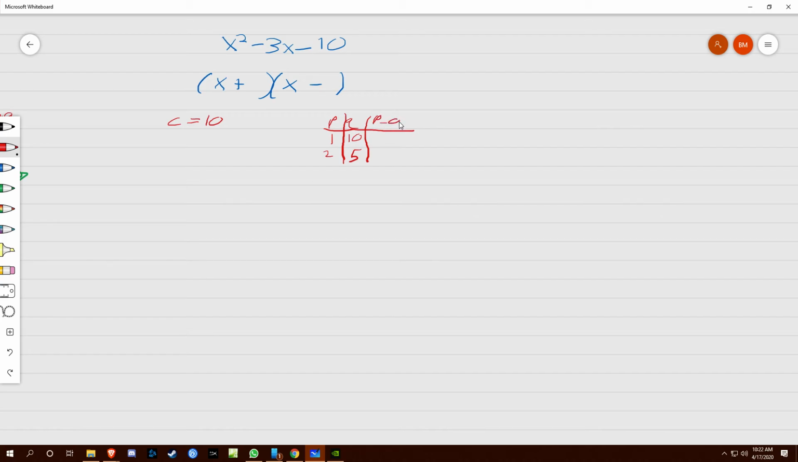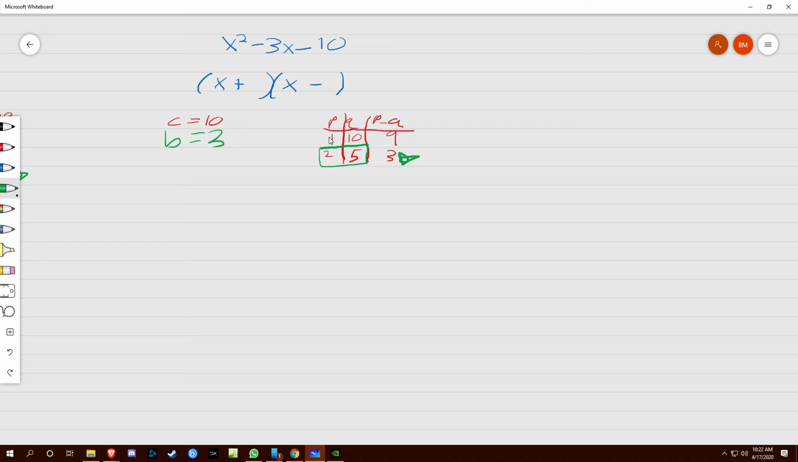Now, same logic, though. I don't care about negatives. 1 minus 10 is technically negative 9. I'm just going to say it's 9. 2 minus 3 is technically negative 3. I'm just going to say it's 3. It doesn't matter to me. It doesn't impact me. I need to identify my B term. My B term in this case is 3. It's actually negative 3, but again, I do not care. I identify my 3, so I have a 2 and a 5.